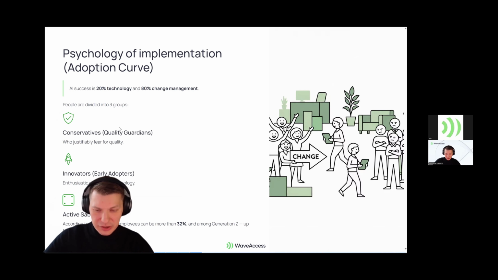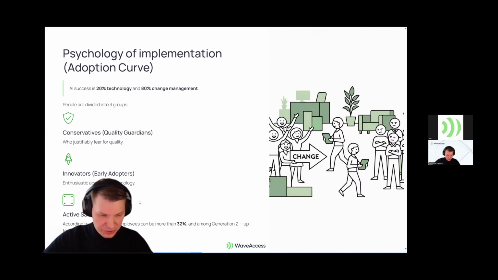Conservatives, they just stay in one place. They don't believe in AI, but they're not actively sabotaging AI changes. They just sit, think, and listen to what will happen with AI. Innovators are early adopters. It's a group of people with whom you should talk, on whom you should rely, and who should be the core people for your AI innovation.